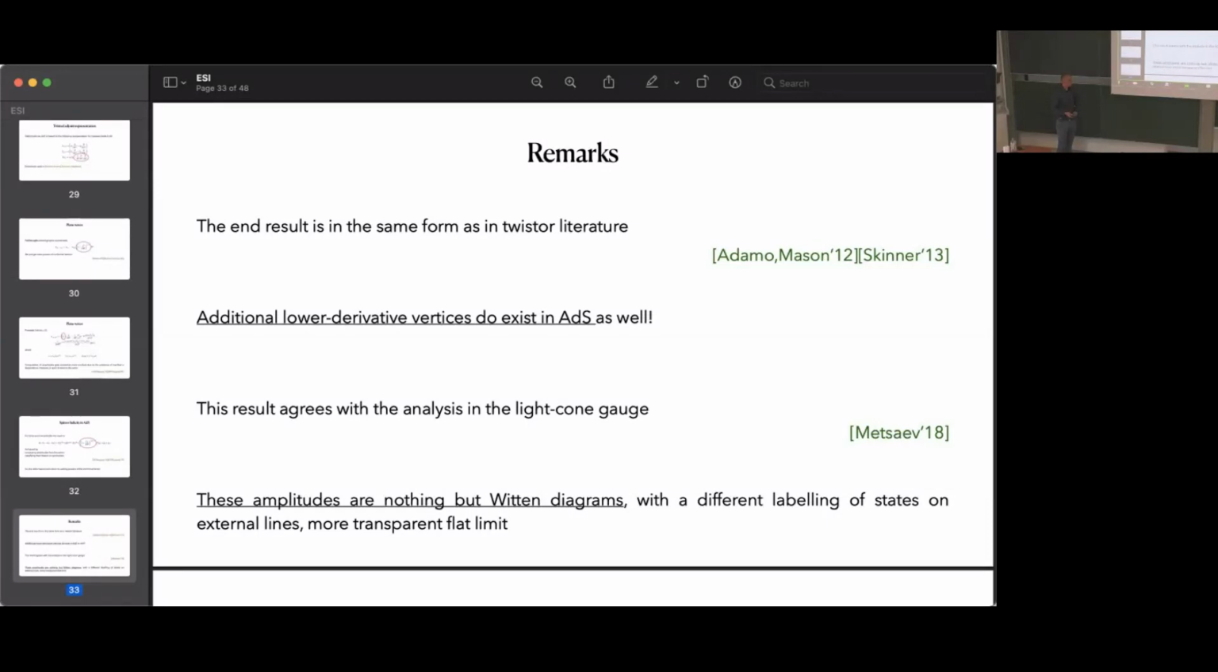Finally, I want to emphasize that these computations are nothing but computations of Witten diagrams, just using different bases for plane waves. At the end of the day, you can start from a Witten diagram and do some sort of integral transform, like a Fourier transform, and get from one representation to another. So it's not something very special or something that you don't know.